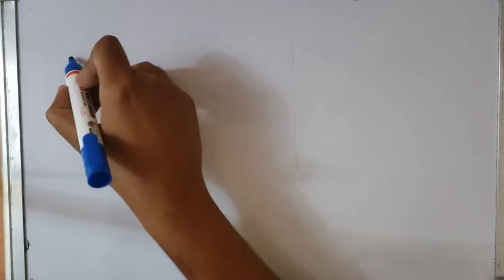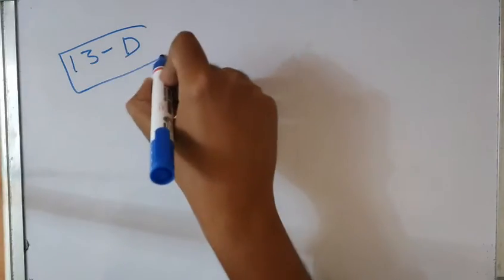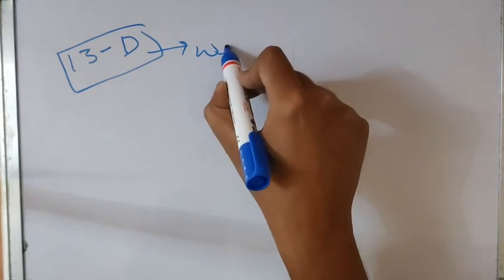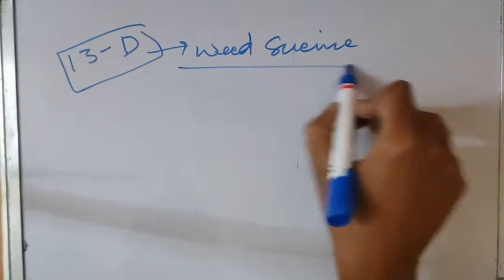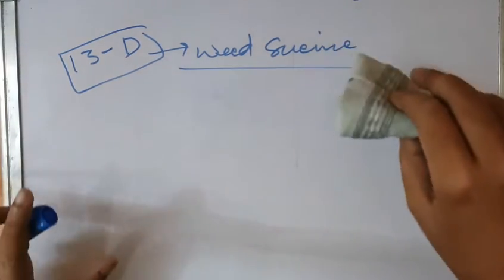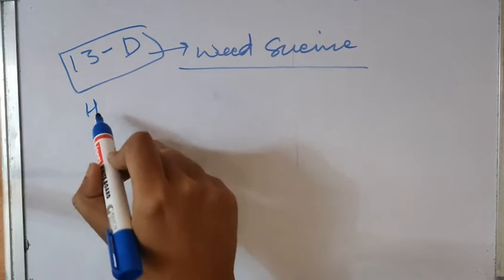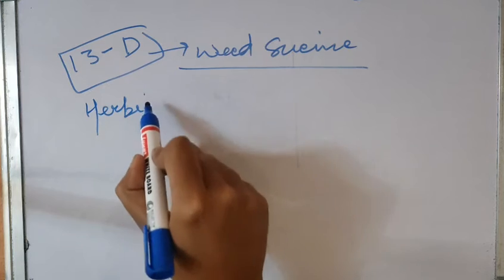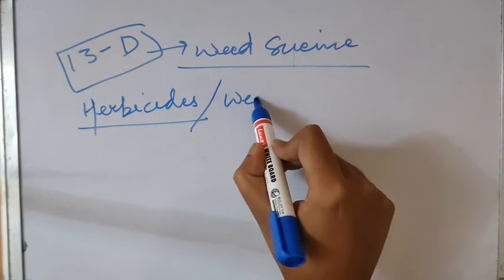So, today we are going to discuss topic 13D of weed science, the continuation of previous topics. We have done 13A, B, C of weed science. So, today we are going to deal with topic 13D. What we are going to deal with today is about herbicides, or weedicides.